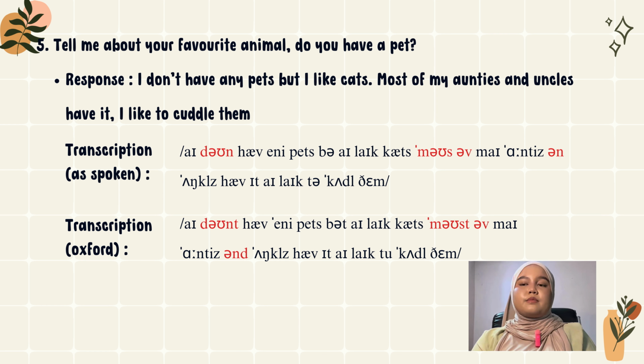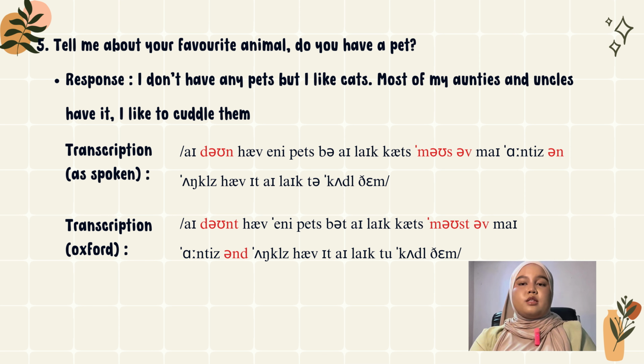"I don't have any pets, but I like cats. Most of my aunties and uncles have it, and I like to cuddle them." Again, there are a few elisions that occurred in the sentence. The first one is "don't have." Instead of pronouncing the th sound, it is omitted. So instead of "don't have," it becomes reduced.